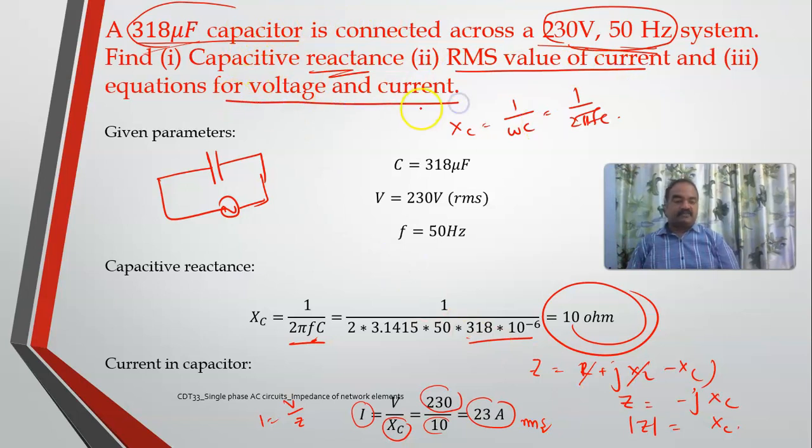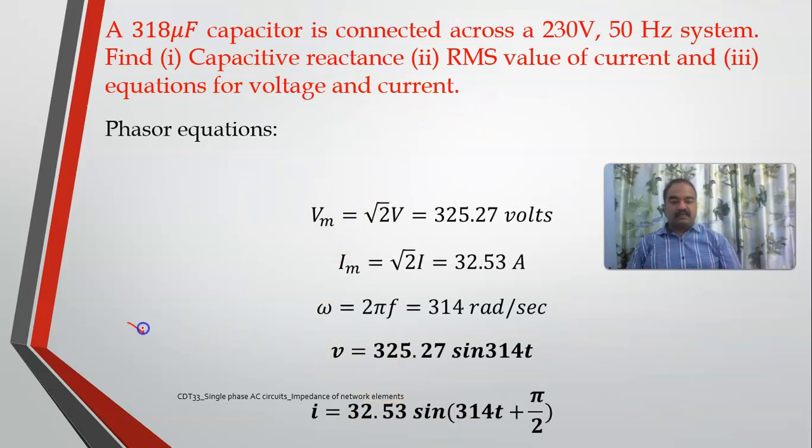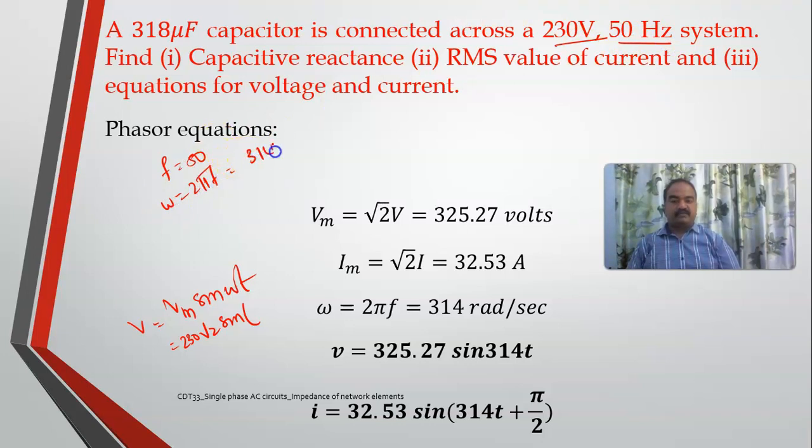And they are also asking for equations for voltage and current, right? V is Vm sin omega t. They have given 230, so I will take it as 230 root 2 into sine. Omega is 2 pi f, with frequency 50. 2 into 3.14 into 50, I will get somewhere around 314. So this is 314t. Whereas Im is nothing but root 2 into the value which I have obtained. It is 32.53 it seems. Sine 314t, omega is 314, plus pi by 2 because it is a capacitance.